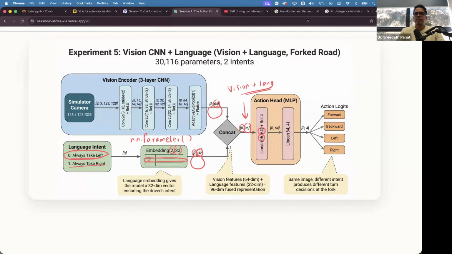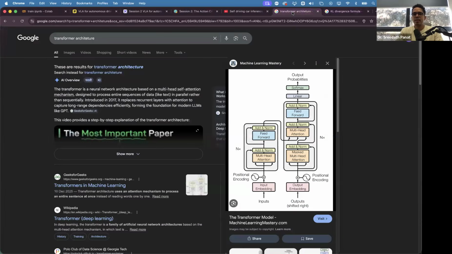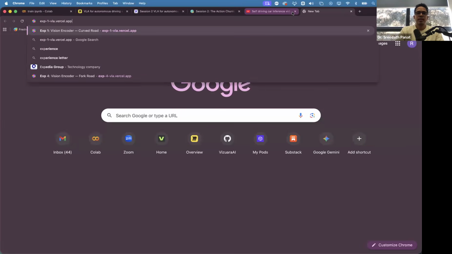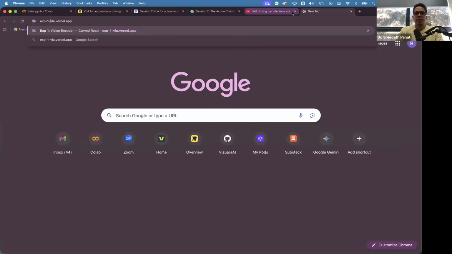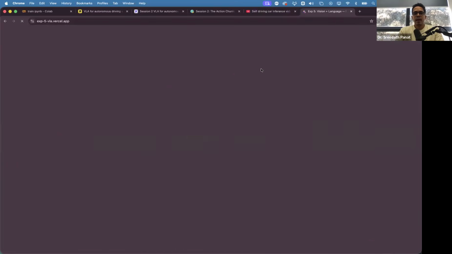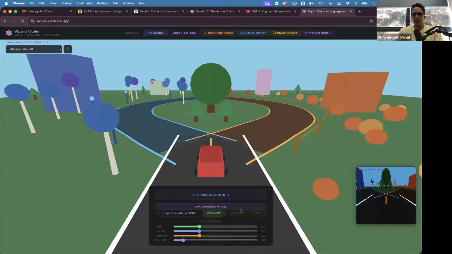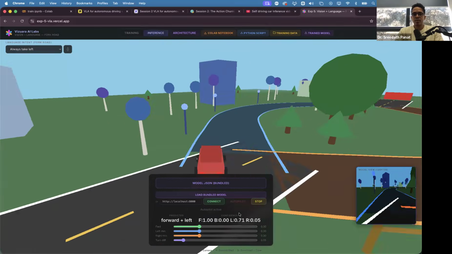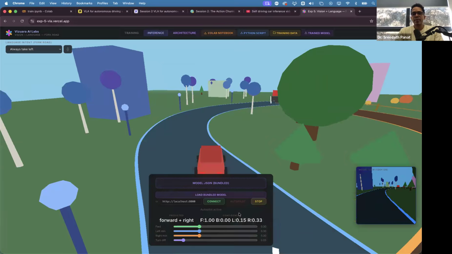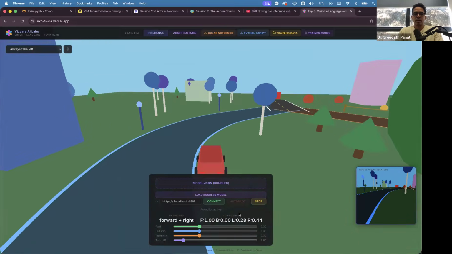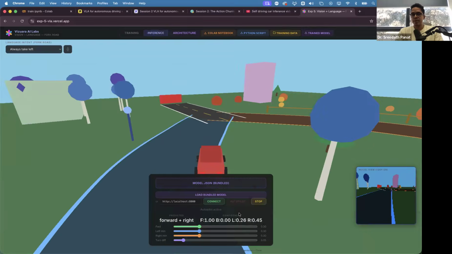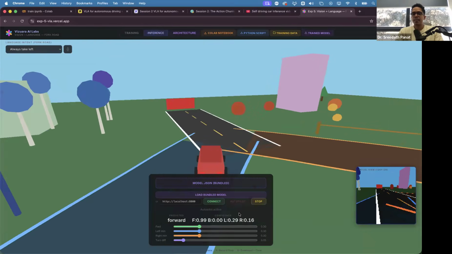If you want to run this experiment, just go to the same website, but instead of EXP1, just change it to EXP5. And in fact, I think this was actually pretty good in inference. Let me go to inference, load bundle JSON model, autopilot. So now see, this is not as smooth as the language conditioned action chunking transformer, but it's kind of working, right? You see this, it's kind of working.